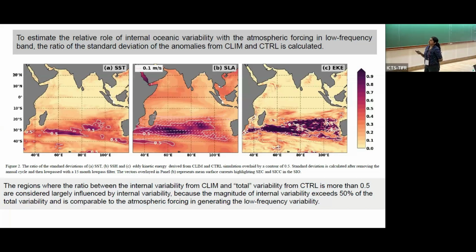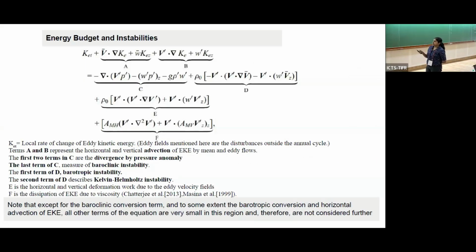Now we found the region of active internal variability. The next question is, what caused this internal variability? For that, we conducted an energy budget analysis. This equation is taken from Chatterjee et al.